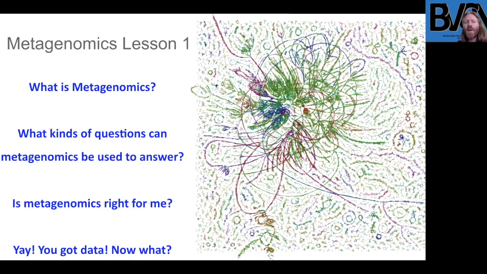So the first thing we'll talk about is what do we mean by metagenomics? Then we'll go into what kinds of questions we can use metagenomics to answer. There are some that are really good uses of metagenomics, and some where other techniques might be more useful for you. We'll talk about that in "Is Metagenomics Right for Me?" We're not going to talk about the wet lab component, so we're not going to specifically discuss which kits you should use, what providers you should use to do your sequencing, stuff like that. We're going to assume that you have data in hand.